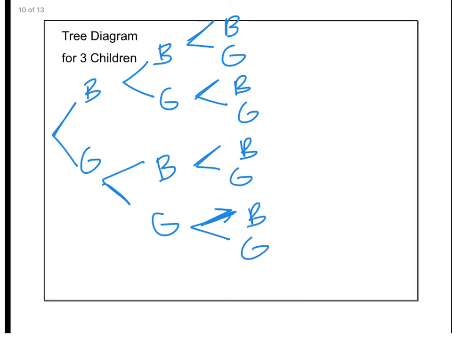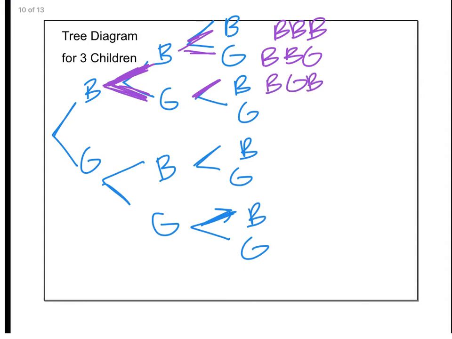So if we look at our combinations for this top one, it would be a boy, a boy, and a boy. So let's write that as boy, boy, boy. For our second one, we have boy, boy, girl. So 2 boys and then a girl. For my next one, I have boy, girl, boy. That's my third possible outcome. I could have boy, girl, girl.